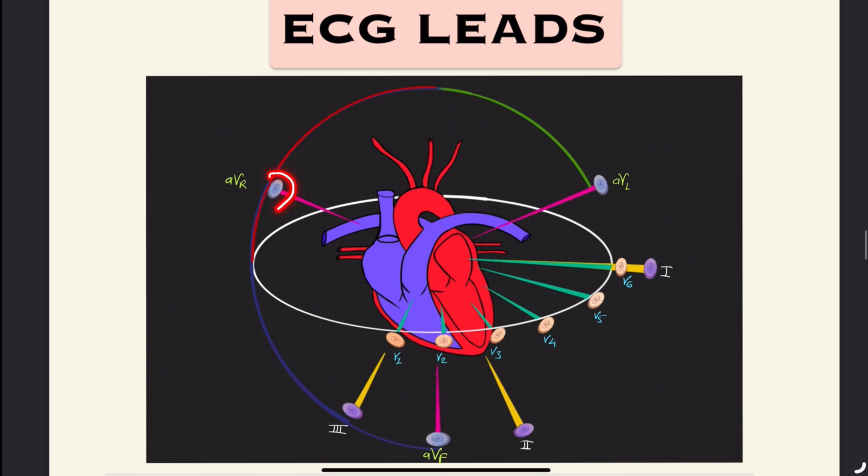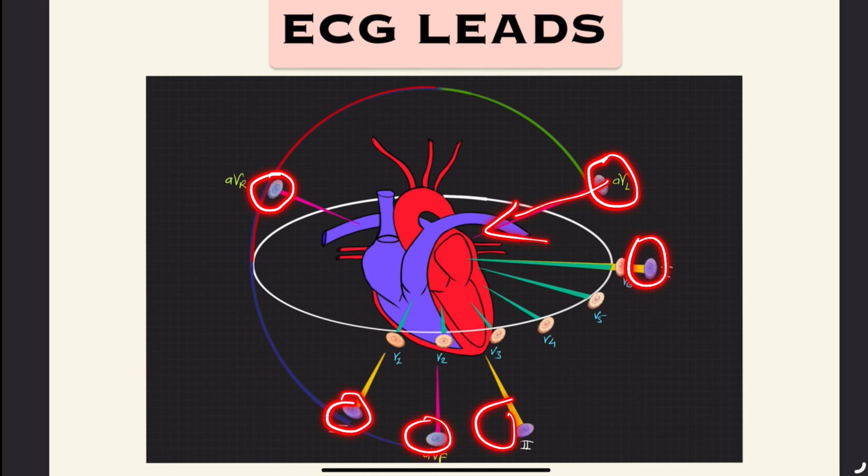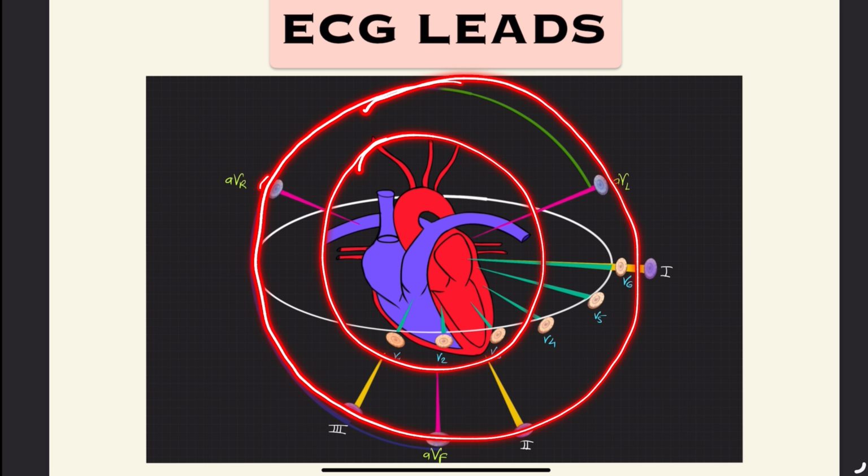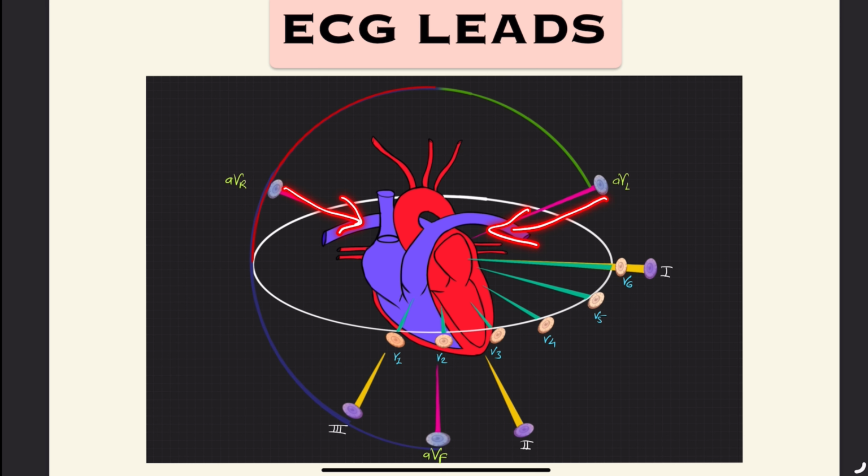ECG leads are essentially the eyes through which we can observe cardiac activity. Imagine the heart enclosed in a sphere with leads acting as tiny specific windows through which we can view electrical activity in specific parts of the heart.